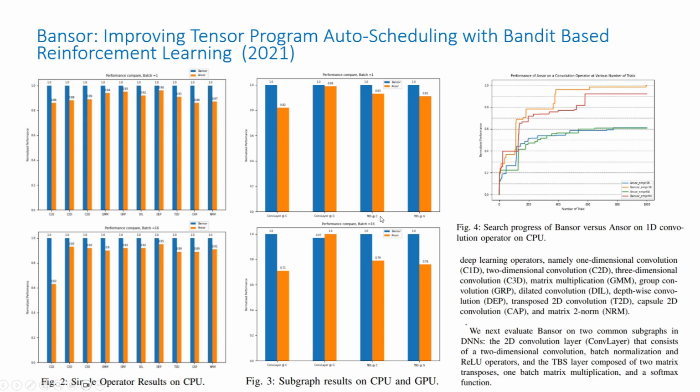Also, there's this layer, TBS, which is a composition of various transposes, batch normalization, batch matrix multiplication, and softmax function. Okay, so in here we can see also that Ansor tends to converge faster.